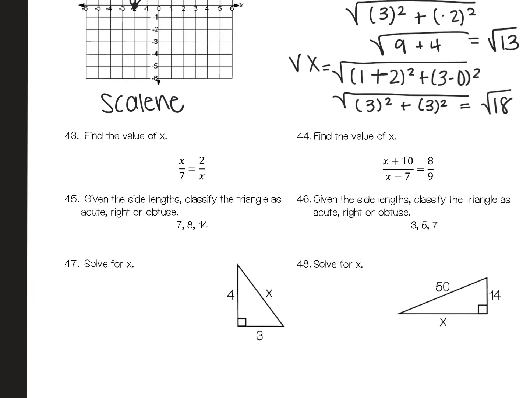If I solve for 43, I am cross multiplying, so x times x, that's x squared. 7 times 2, that's 14. I take the square root, and I get plus or minus square root of 14.